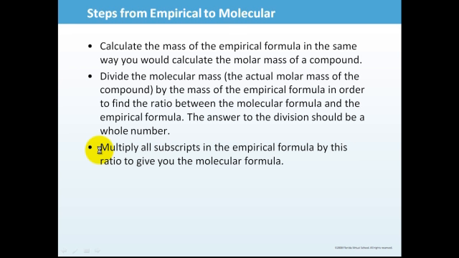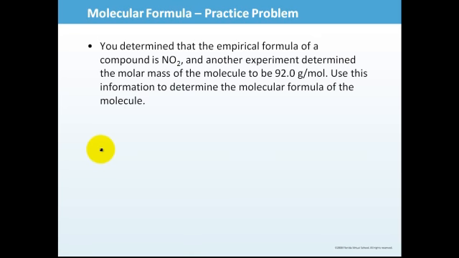All right, again, let me walk you through an example of that so you can see it in action. All right, you determine that the empirical formula of a compound is NO2. In another experiment, you determine the molar mass of the molecule to be 92 grams per mole. Use this information to determine the molecular formula. Okay, so again, the first thing we had to do is figure out the mass of the empirical formula. So we take our N and we look up the mass on the periodic table, just like we did earlier.